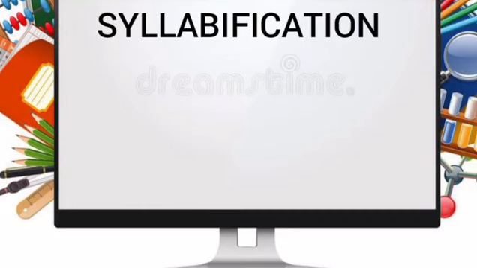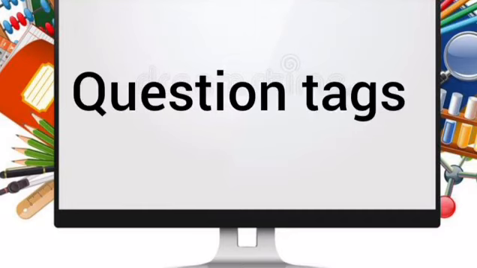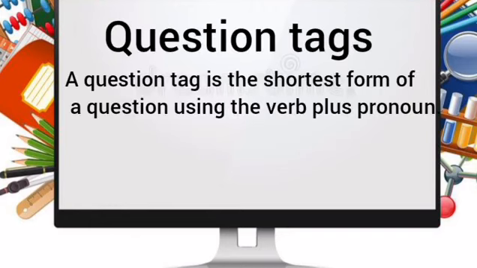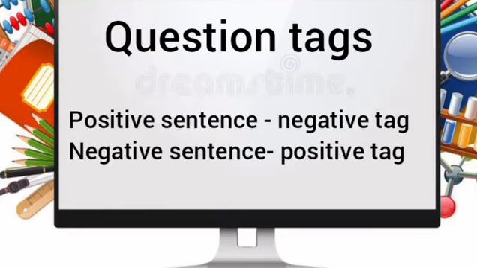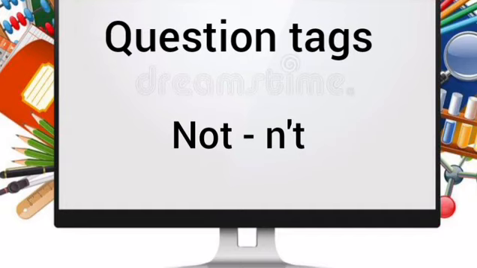Okay. Next topic, we will move to question tags. Right? A question tag is the shortest form of a question using the verb plus pronoun. Usually, if the statement is positive, you have to use a negative tag, and if the statement is negative, you have to use a positive tag. This is the basic thing here. You have to shorten not as N apostrophe T, don't write NOT. Then write the pronoun, that is the subject, right?